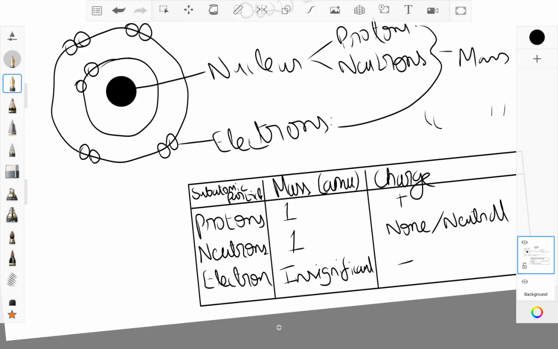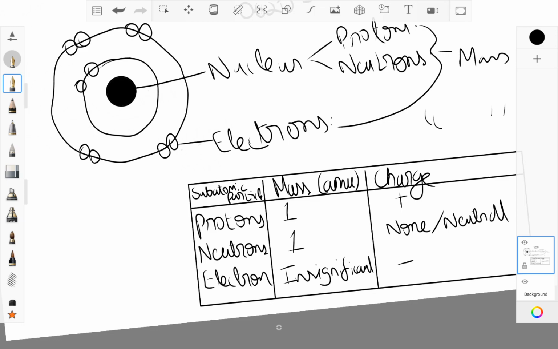Basically, the protons and neutrons, which are the only subatomic particles with a significant mass, form the nucleus, and that's the heavy part of the atom. While the electrons orbit the nucleus, and the only thing that they contribute is a negative charge.